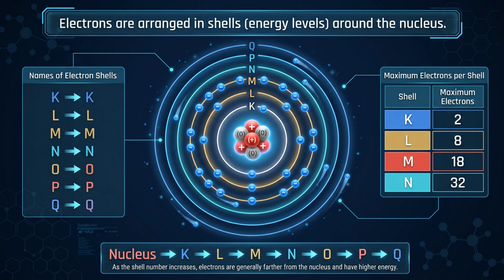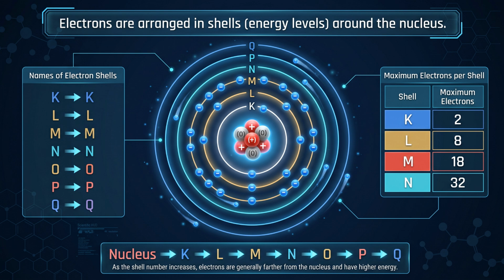It is also important to remember that the shells shown in simple diagrams are not the actual paths followed by electrons. According to modern quantum mechanics, electrons exist in orbitals, which are regions where there is a high probability of finding an electron. The shell model is a simplified representation that helps students understand the arrangement of electrons before studying more advanced quantum theory. The farther an electron is from the nucleus, the weaker the attractive force between the negatively charged electron and the positively charged nucleus.